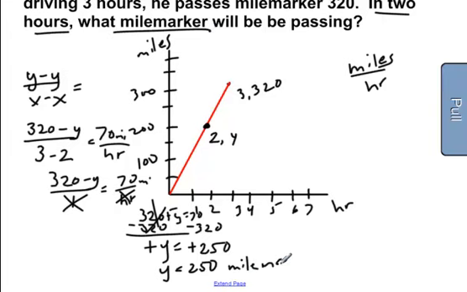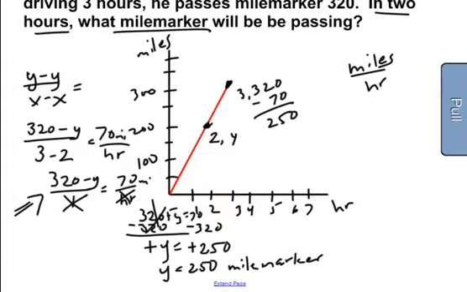Now, I did it mathematically because tomorrow in class we're going to talk more about how we can look at this and through experience solve it. If you thought of this, if I'm going 70 miles an hour, from 2 to 3 hours, I know that's 70 miles difference. If I'm at 320, I think most of you would have been able to say, well, just subtract 70. But we're actually learning a little bit more how to solve equations.